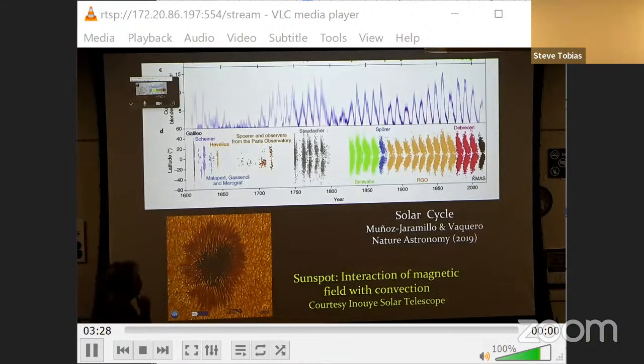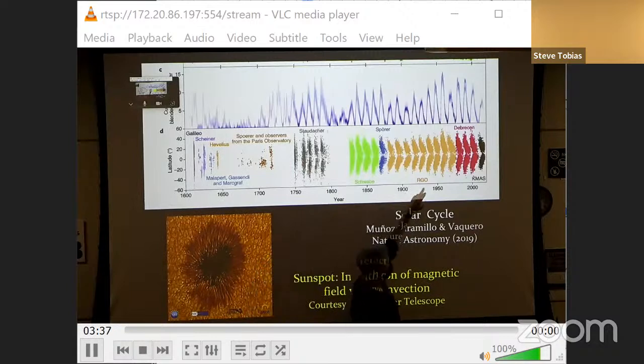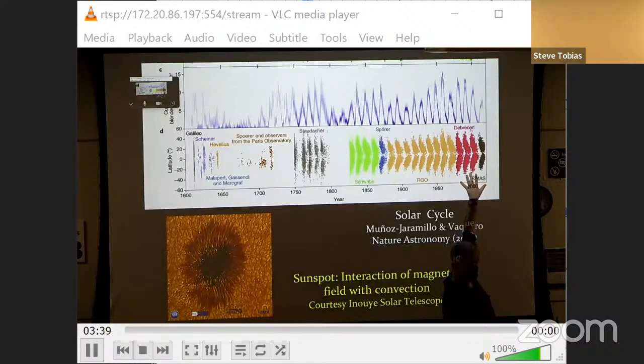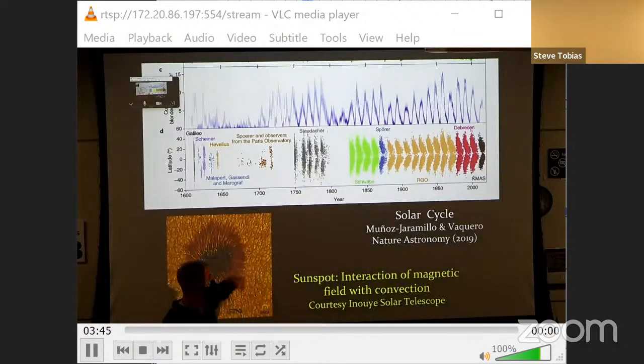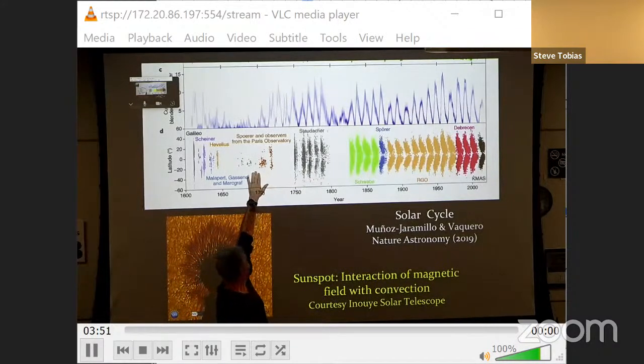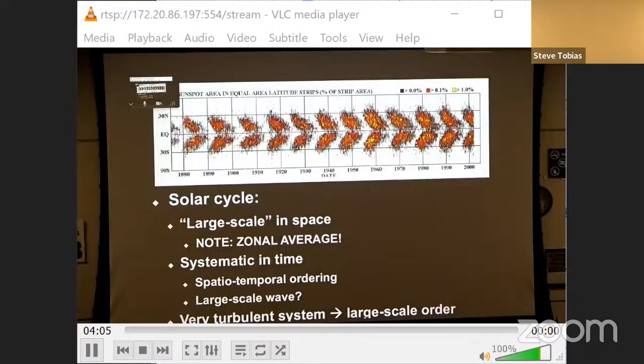There are periods where you see sunspots actually at the equator. You can see here, which we don't usually see. So here the sun's magnetic field is dipolar, and we believe here the sun's magnetic field has a strong quadrupole component, and here it's mixed, right? Because we only have sunspots in the southern hemisphere, and that's an interaction between a dipole and a quadrupole. Okay. The one thing I want you to take from this is that we have a very turbulent system, but we have the solar cycle, which is large scale in space.